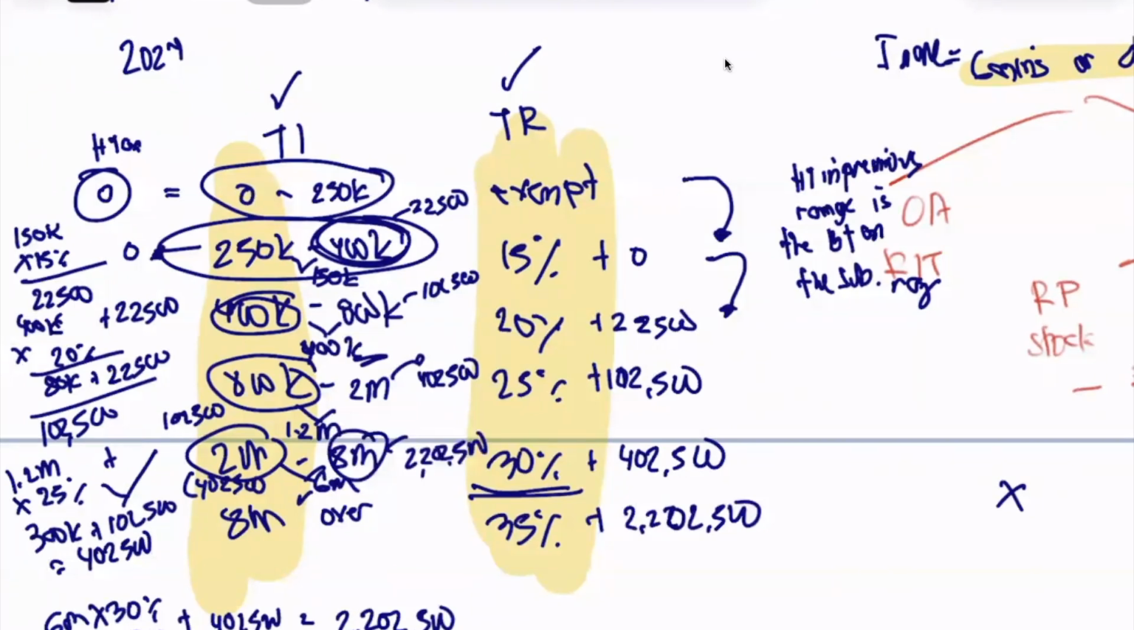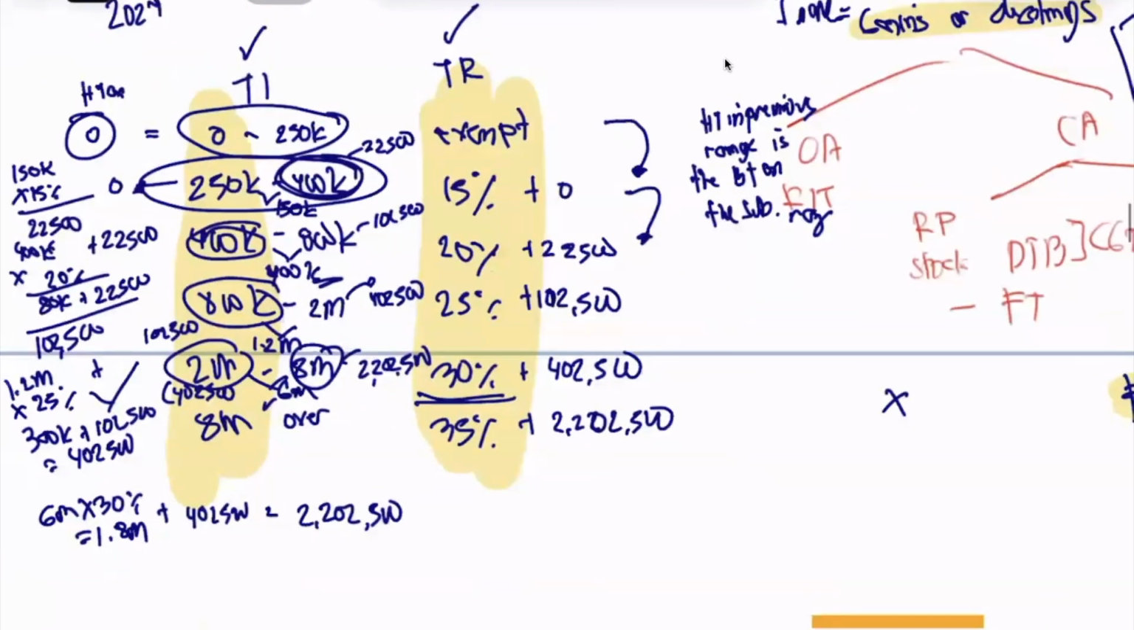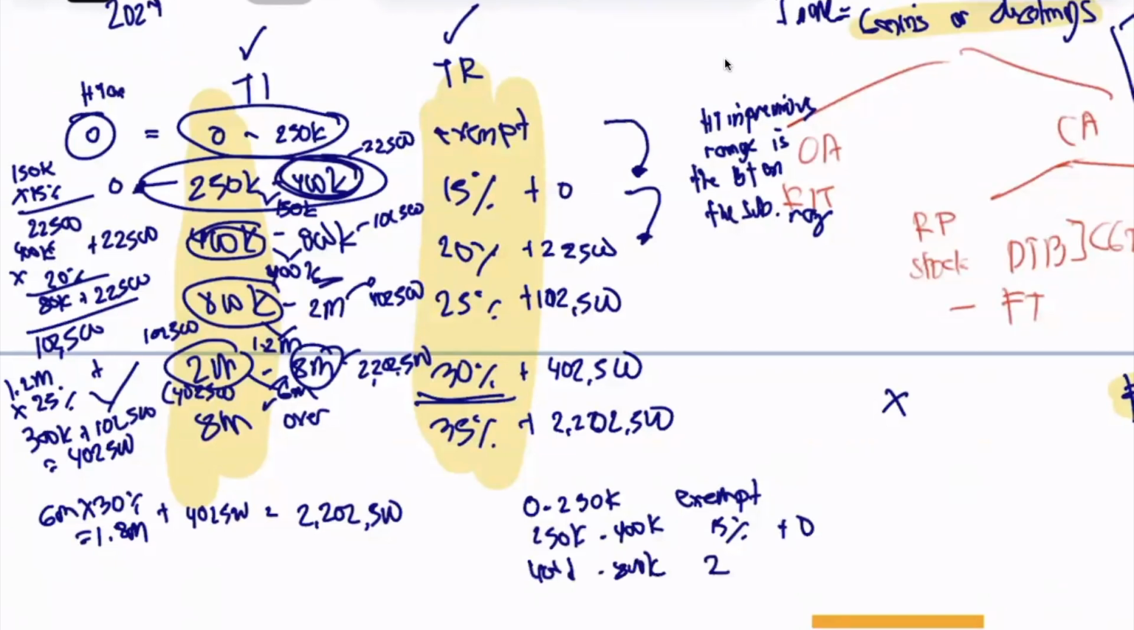2,202,500. Kaya nakuha yung inyong tax table na if ever 0 to 250, it is exempt. If 250 to 400, it is 15% plus 0. If 400 to 800, that is 20% plus 22,500. 20% in excess of 400,000 plus 22,500. And then for 800 to 2 million, it is 25% in excess of 800,000. Ganun naman siya. So tuloy-tuloy hanggang nakuha yung 2,202,500.